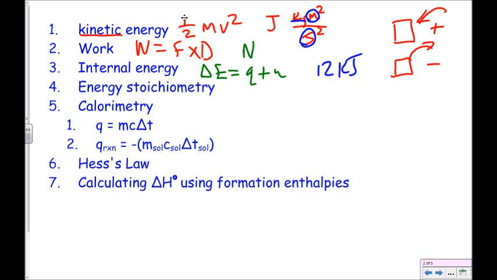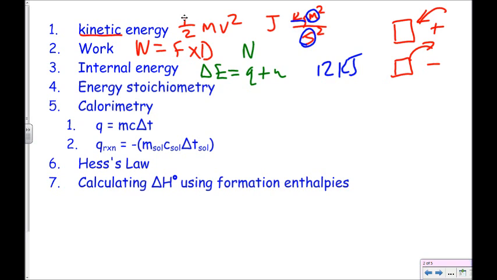Now, the rest of this is really the meat of the chapter with the different types of calculations we've done. Energy stoichiometry is one type of problem. Calorimetry in two different forms, Hess's law, and then calculating delta H using formation enthalpies. Those are all the other situations that we look at.